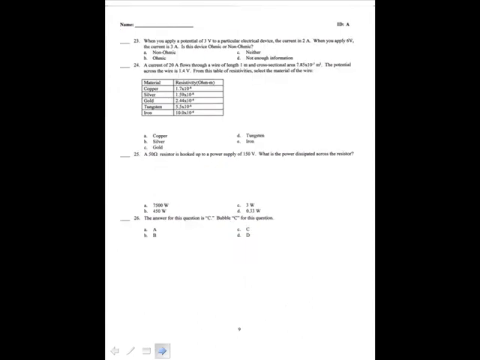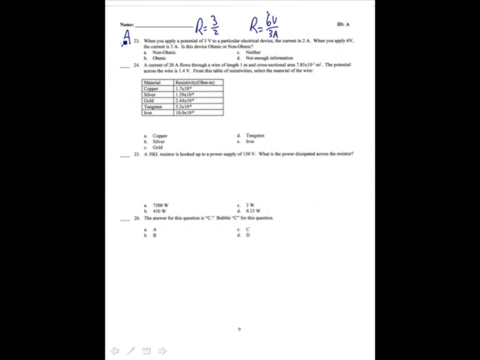Alright, when you apply a potential of 3 volts to a particular electrical device, the current is 2 amps. When you apply 6 volts, the current is 3 amps. Is it ohmic or non-ohmic? This is not a linear device. You see that with 3 volts, your resistance is V over I, that's 3 over 2. But then at 6 volts, our resistance is equal to 6 volts over 3 amps. So your resistance is changing as your potential is changing. So that is non-ohmic. It's A.